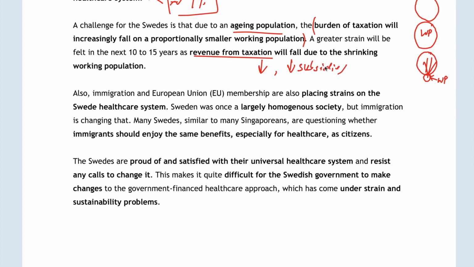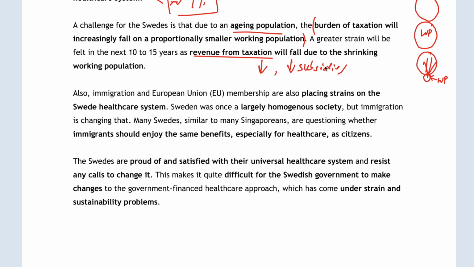Furthermore, when it comes to immigration, Sweden is also having problems with this. Immigration is changing the originally homogeneous Swedish society. More people coming in means more services need to be granted to these people, and the cost goes up again. So this is why some people are still questioning whether immigrants should enjoy the same healthcare benefits as citizens, because to a lot of people this just doesn't seem fair, right?